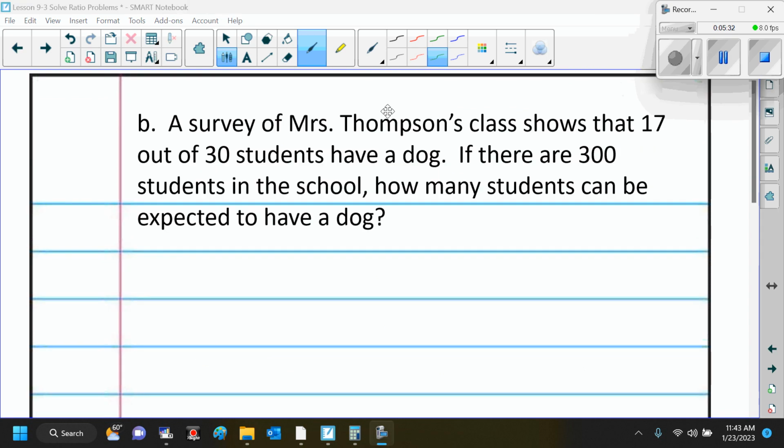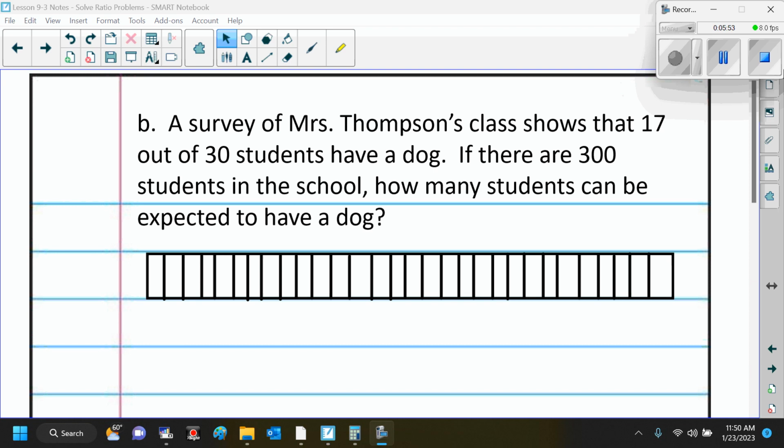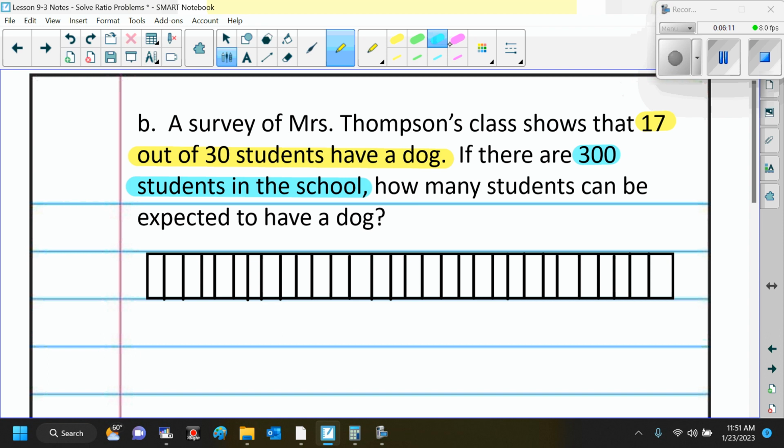All right, so you're going to take 3 to 4 minutes to work on this one with your table partners. It says a survey of Mrs. Thompson's class shows that 17 out of 30 students have a dog. If there are 300 students in the school, how many students can be expected to have a dog? All right, so the important information is that the class shows that 17 out of 30 students have a dog, right? There are a total of 300 students in the school, and we want to know how many students have a dog.